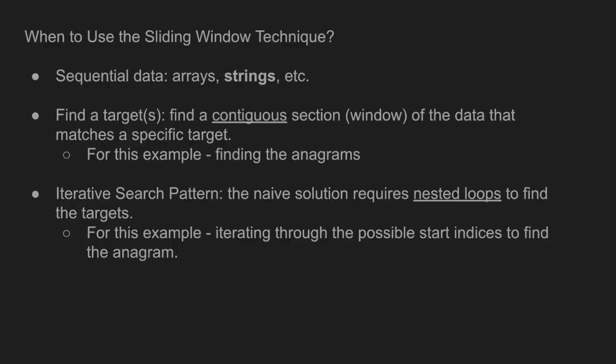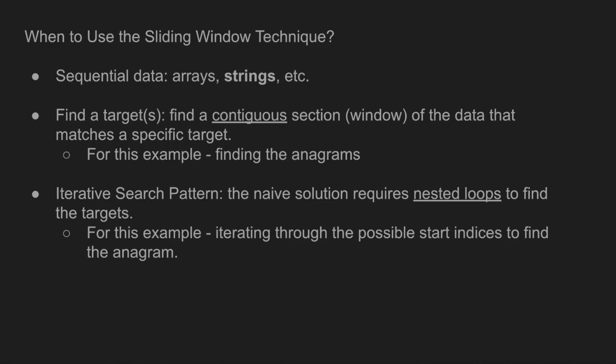There are a couple of things that you can watch out for to identify if a problem can be solved using the sliding window technique or not. The most important characteristic is that you are dealing with sequential data, for example, a string or array. On top of that, another signal is that the problem is asking to find a contiguous section that matches a specific target. For example, finding a substring that is an anagram of another string.